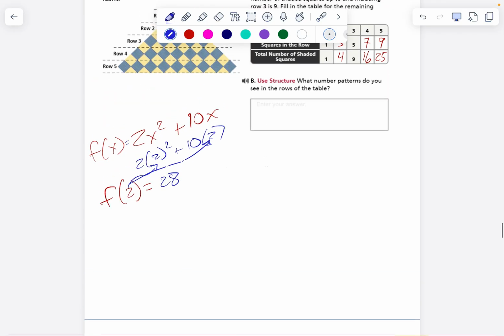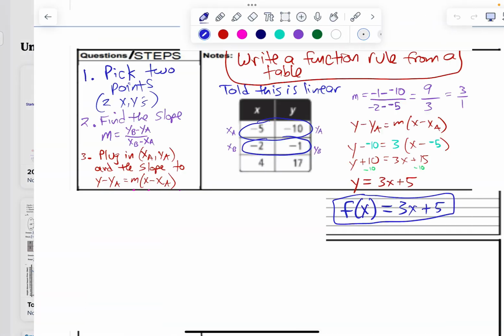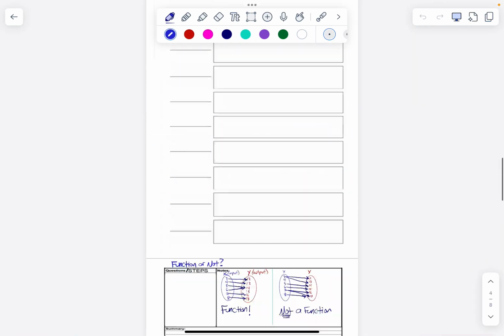This section is about what we call arithmetic sequences or patterns. Okay? And arithmetic just means that it's linear. Grab your notes. We're going to start defining a few things.